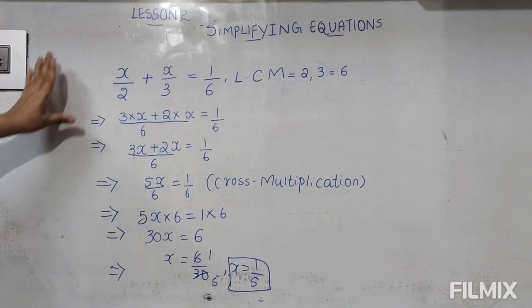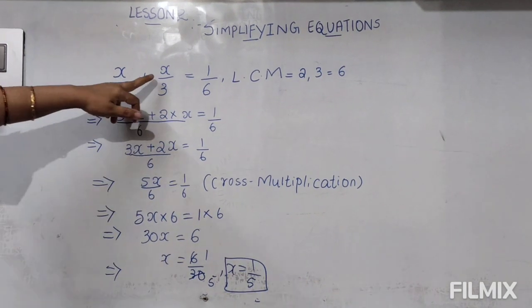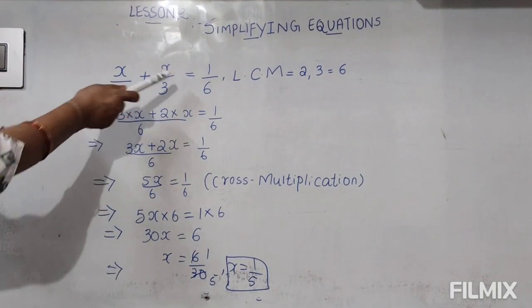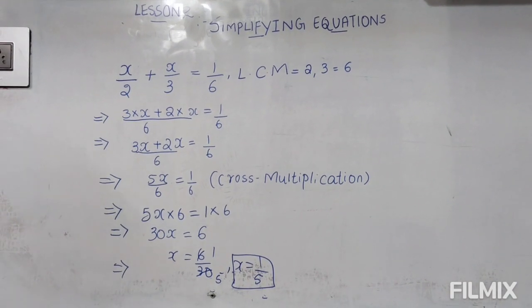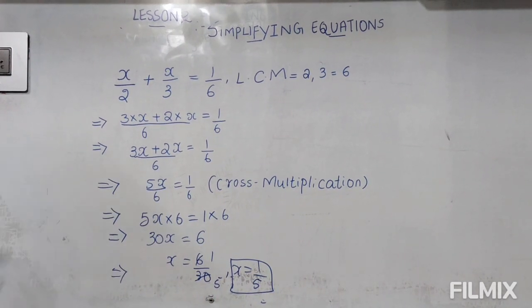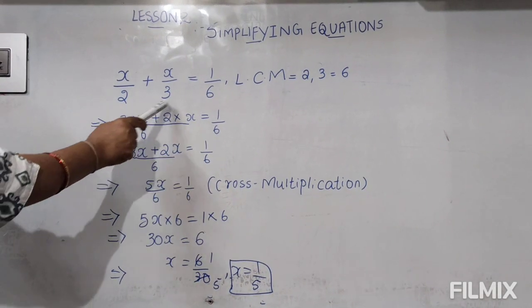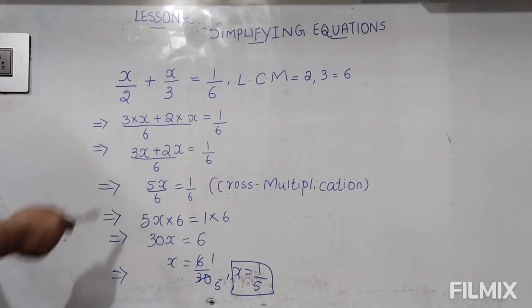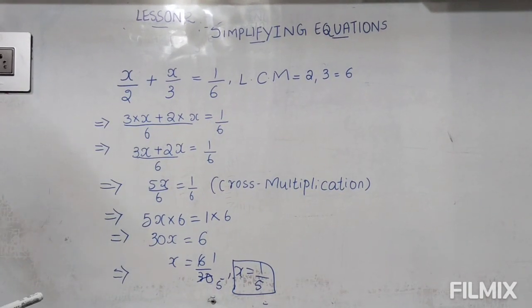Here is a sum. It is like this. x/2 + x/3 = 1/6. If this is the case, how will you solve the problem? You have to find the LCM of these two, 2 and 3. The LCM of 2 and 3 is 6.